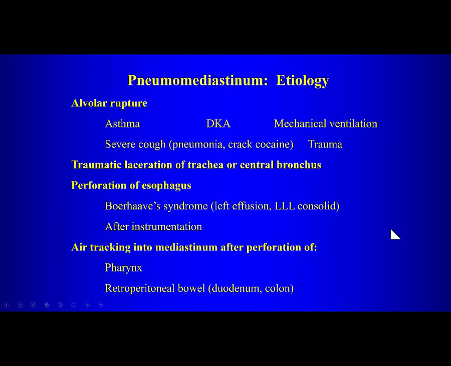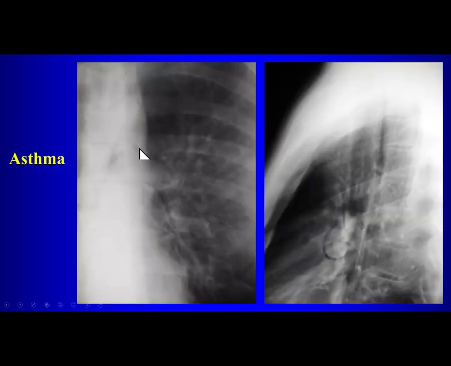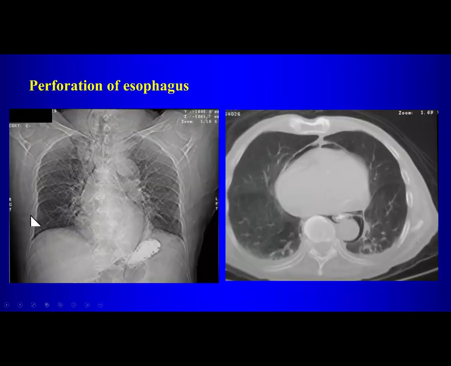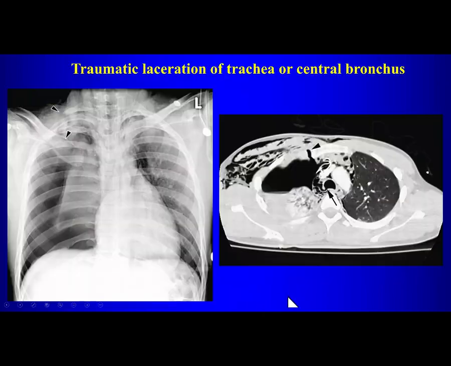Now, there are many causes of pneumomediastinum. Many of them are related to barotrauma, and some of these are in your handout. You can review them all. This patient with asthma, you can see the air actually tracking around along the left pulmonary artery. This is called the ring around the pulmonary artery sign of pneumomediastinum because it actually tracks around the pulmonary artery as it's coming out. Another case of perforation of the esophagus with air here in the mediastinum, esophagus.